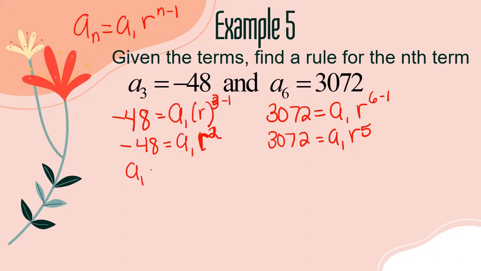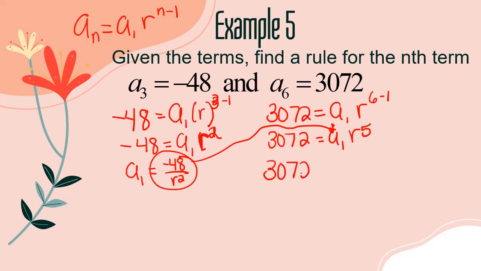So I'm going to go a sub 1. Well, that's just negative 48 over r squared, right? Just divide by r squared. That's a sub 1. I'm going to take this and plug it in over here. So 3072 is equal to negative 48 over r squared times r to the 5th. Well, these can just kind of simplify, right? Because this is technically on top. So I'll cancel out. I'll get r cubed. So I know 3072 is equal to negative 48 r cubed.